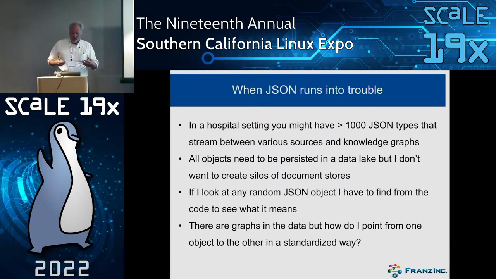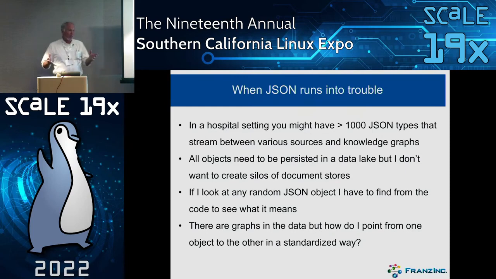But the problem right now is if you look at any random JSON object, you literally have to go to the code to figure out, okay, how do I deal with this particular data type, right? If you make something with 5 different JSON objects, it doesn't matter. If you have more than 1,000, you're in trouble, right?